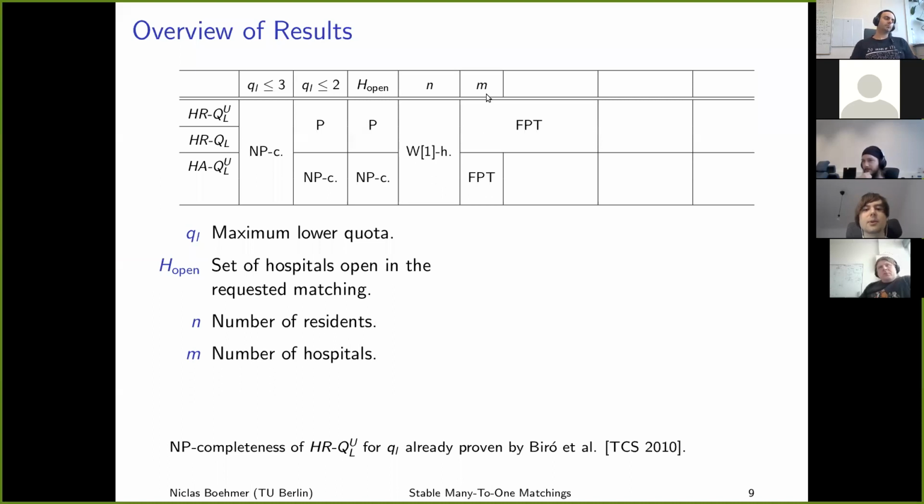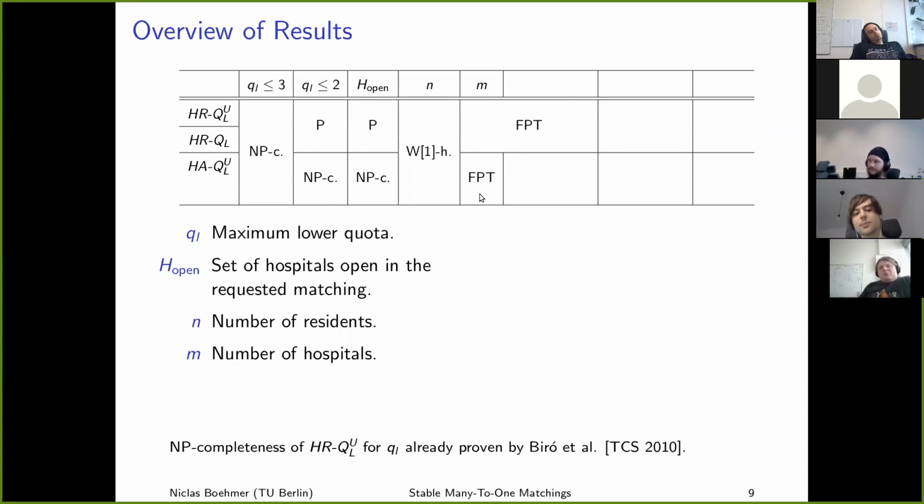On the other hand, if we look at the number of residents, then we also have to look at the number of hospitals. And we prove that all three problems are fixed-parameter tractable. For the two hospital residents problems, you can easily see why this is the case. It's because of this polynomial-time result, because we can simply iterate over all subsets of hospitals and ask: does there exist a stable matching opening exactly this subset of hospitals? For this, we simply invoke the polynomial-time algorithm from here. So these two FPT results are quite simple.